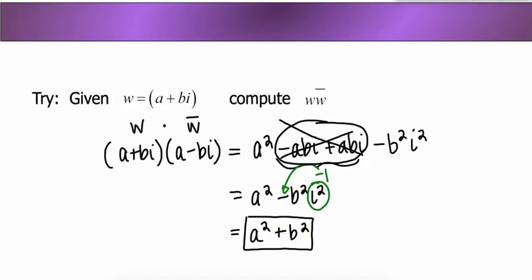However, you might have just gone straight to a squared plus b squared, knowing that whenever you take a complex number times its conjugate, you're always adding the squares of two numbers. And the square of the first number is your a, and the square of your second number, b, results in a squared plus b squared.